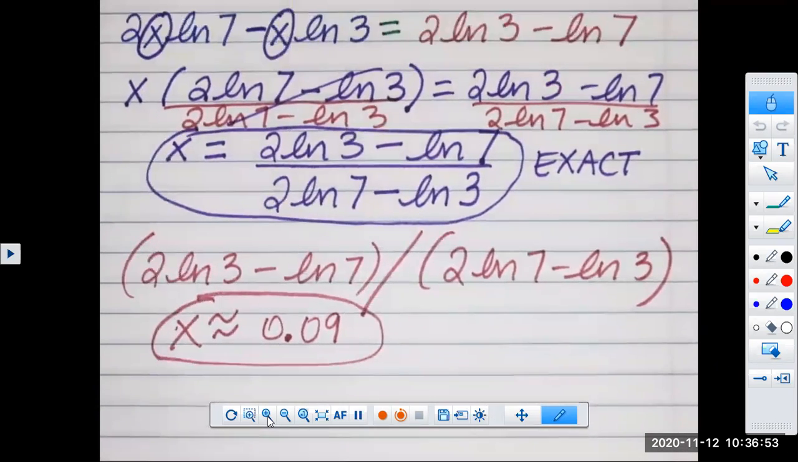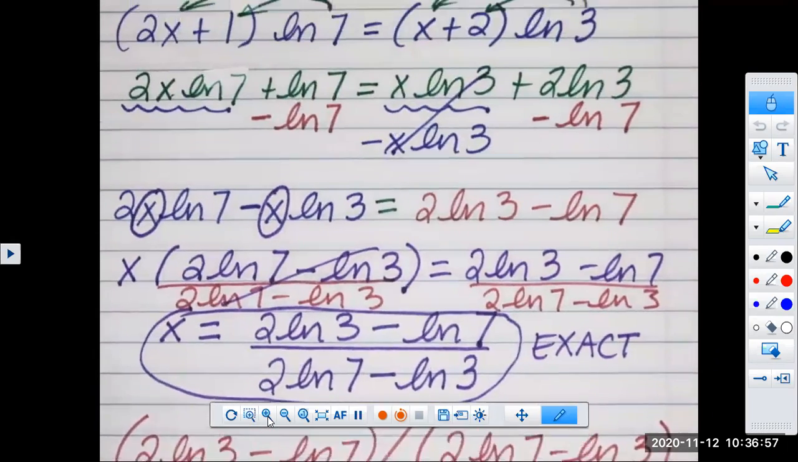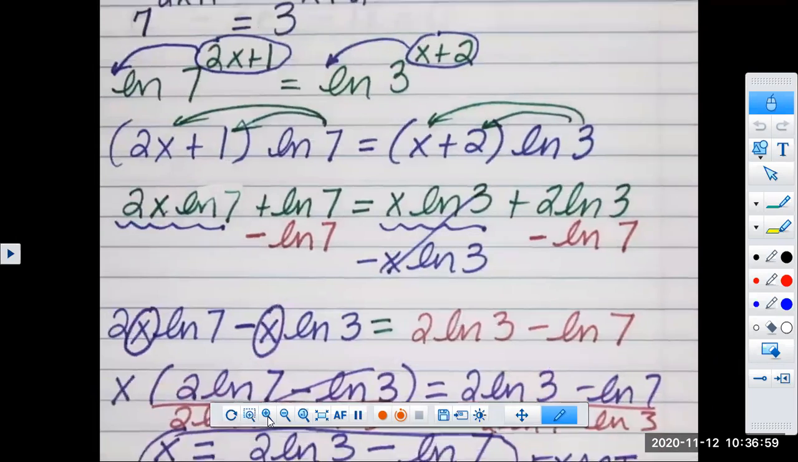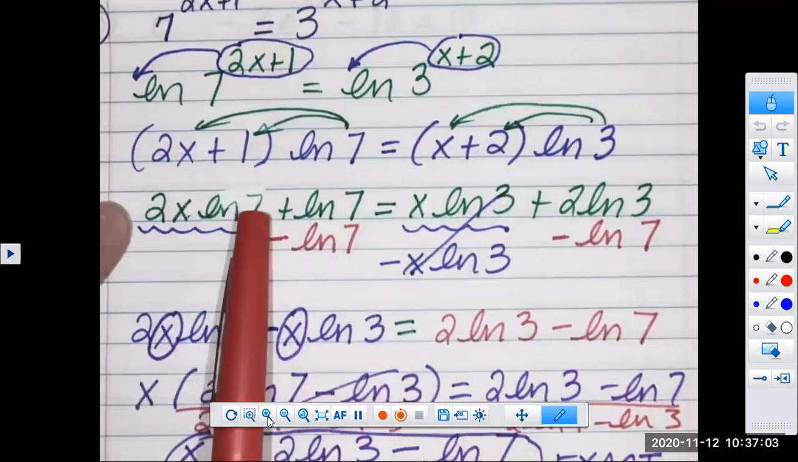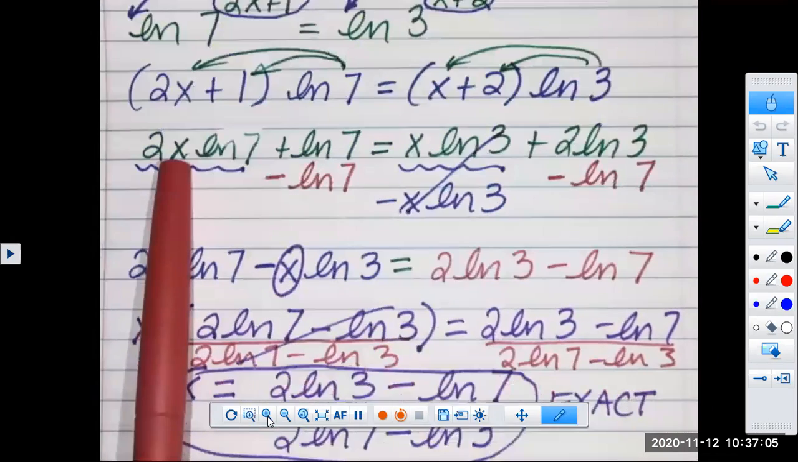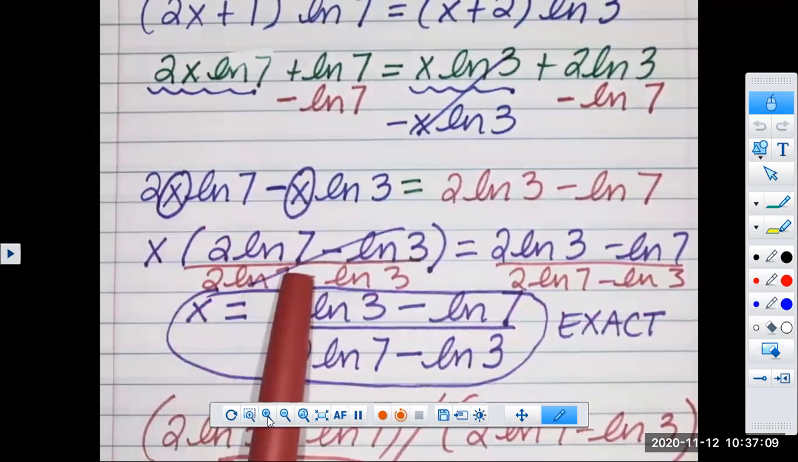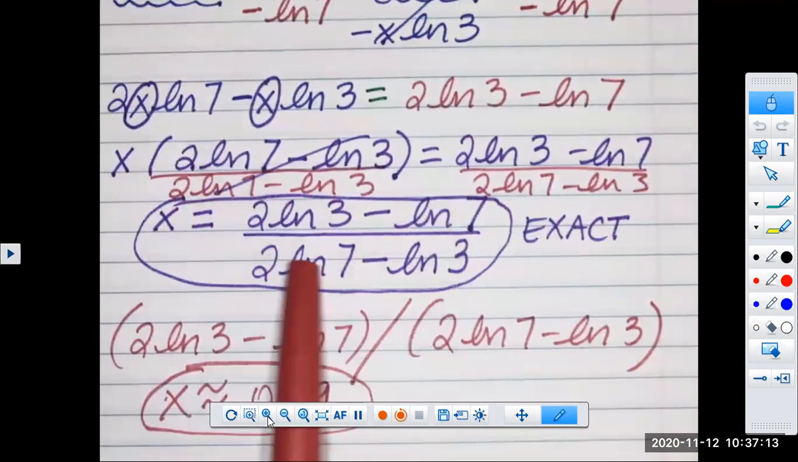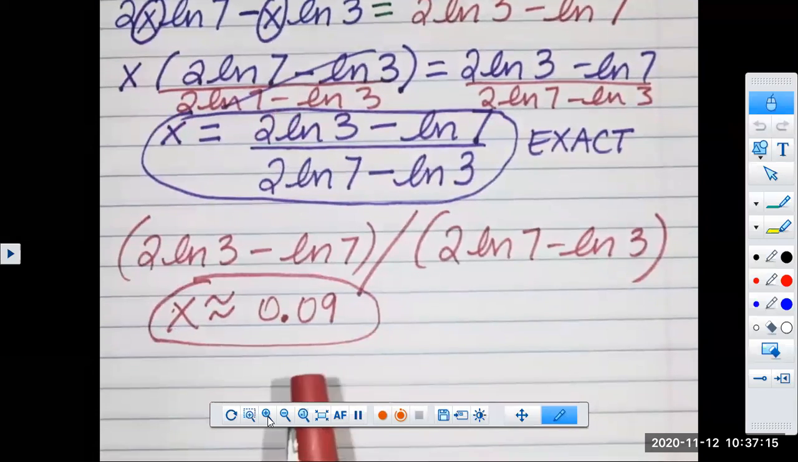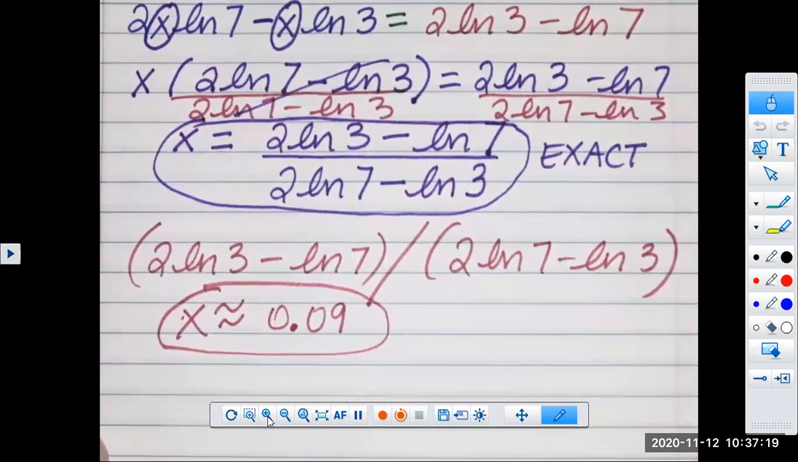That's definitely the hardest exponential problem that you're going to have. So took the ln of both sides, then you have to distribute that natural log, get your x's on one side, factor that out, and then divide. And you're going to have a pretty nasty looking answer. Okay, do you guys have any questions so far?